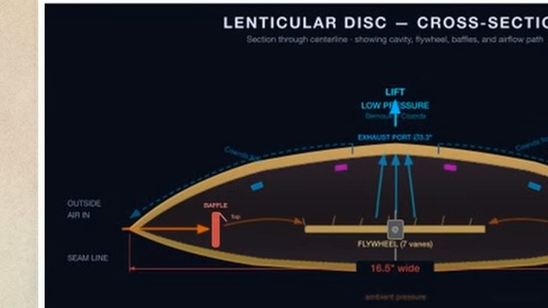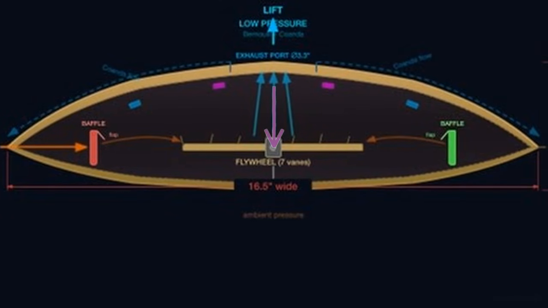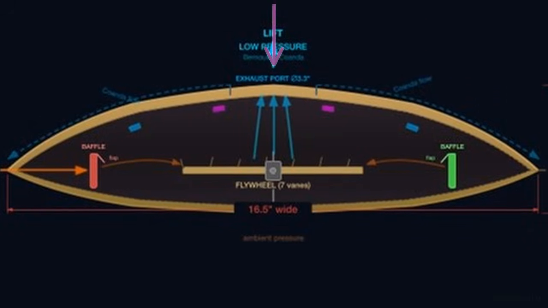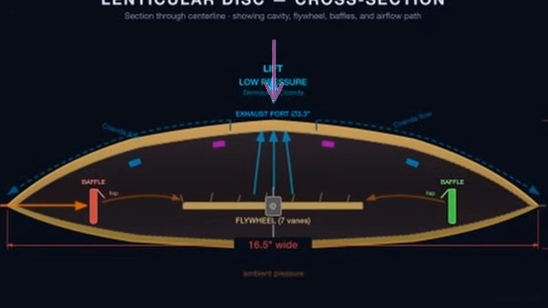Phase 3 is flywheel coupling. That inward rushing air strikes the spiral vanes in the center of the cavity. The air transfers its kinetic energy, depositing angular momentum directly into the flywheel. Phase 4 is vortex exhaust. As the flywheel spins up, it acts as a centrifugal pump, ejecting a rotating vortex upward through the central port.